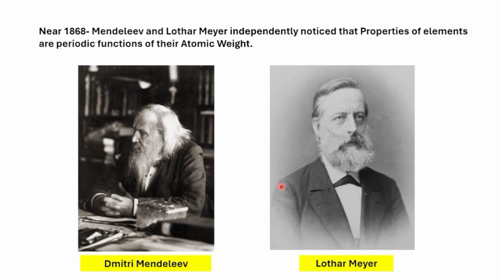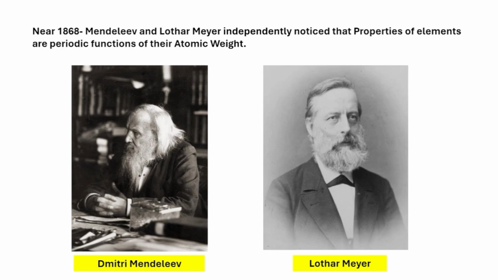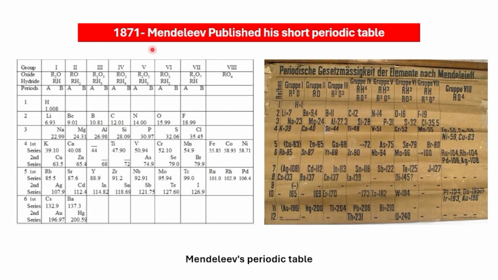So next, near 1868, Mendeleev and Lothar Meyer, these two renowned scientists, independently noticed the properties of elements are periodic functions of their atomic weight. And then they independently tried to come up with their periodic table. But Mendeleev got most of the credit, and in 1871, Mendeleev published his short periodic table. So this one is the original Mendeleev's periodic table, and till that time only a few elements were known. All these 118 elements that we know now, it was not known at that time.